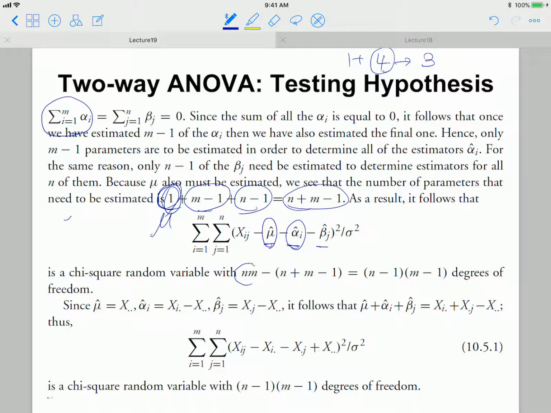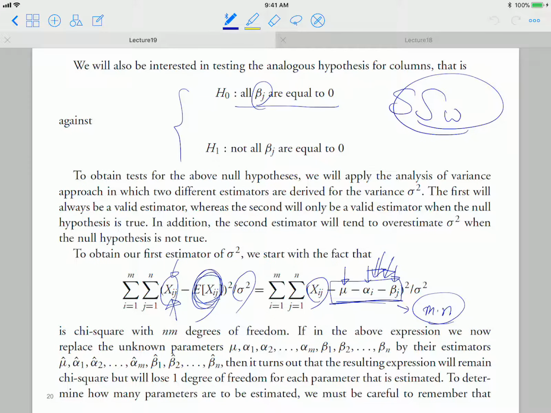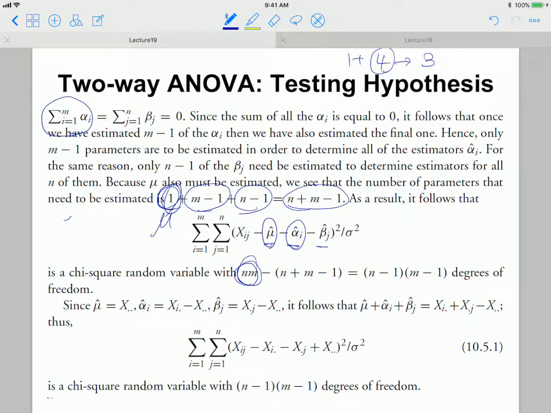And so again, originally the total degree of freedom was m times n, right? When just using the true parameters. And then we have to subtract this amount, because this is the number of parameters that we have to estimate. And then after doing some simple factorization, we obtain this degree of freedom for this estimator for the first kind of way of computing the estimate of sigma squared.